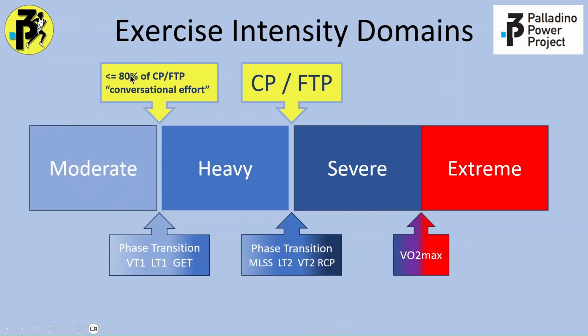Now, that said, it's anything less than 80% and conversational. I have seen athletes that are at 78% and they're fully conversational. That's fine. I've seen other athletes where they're typically around 73% when they're fully conversational. The most important aspect is that it's fully conversational, and that allows you to know in real time whether you're in that domain or not. And then once you know that, you can associate it with something that is less than 80% of CP or FTP.